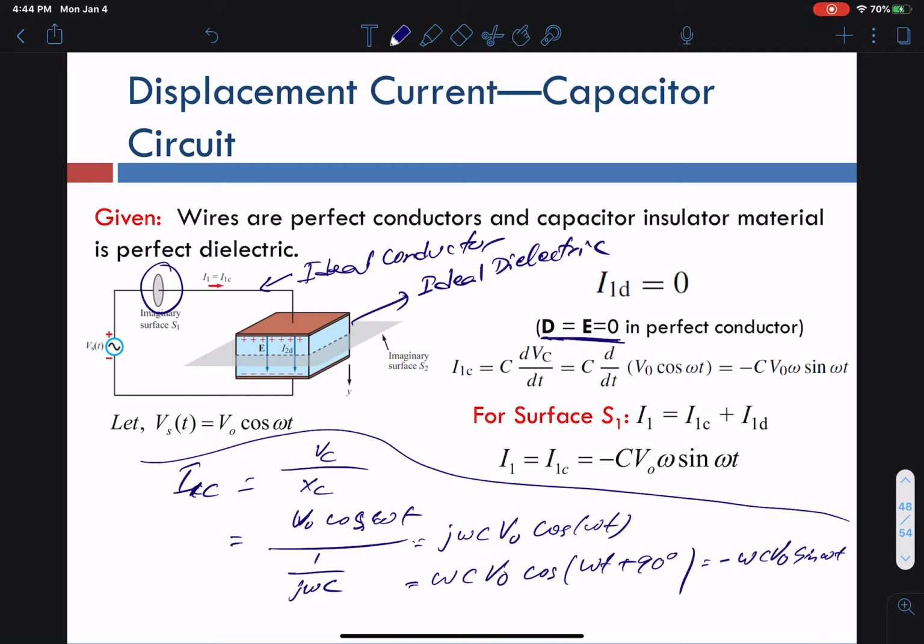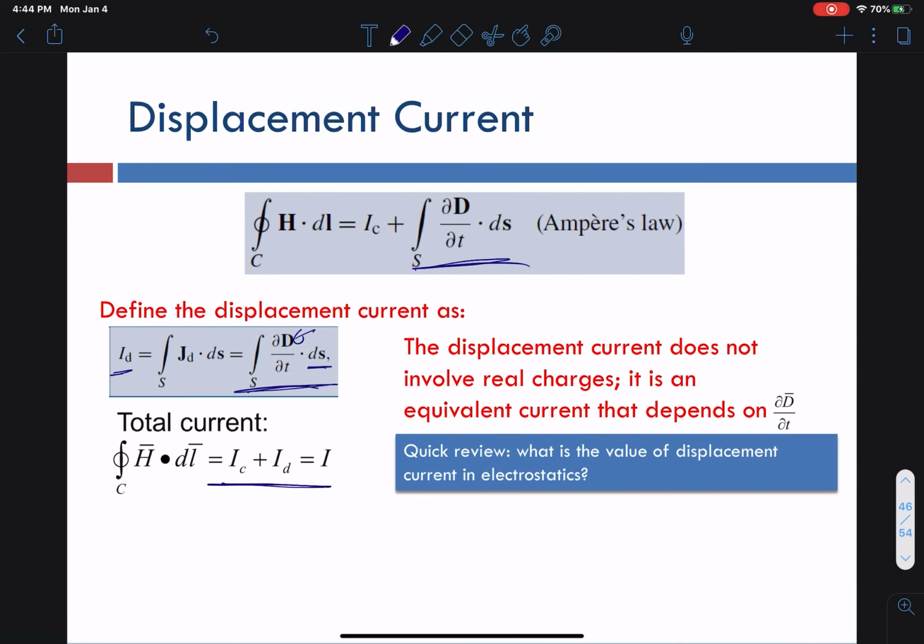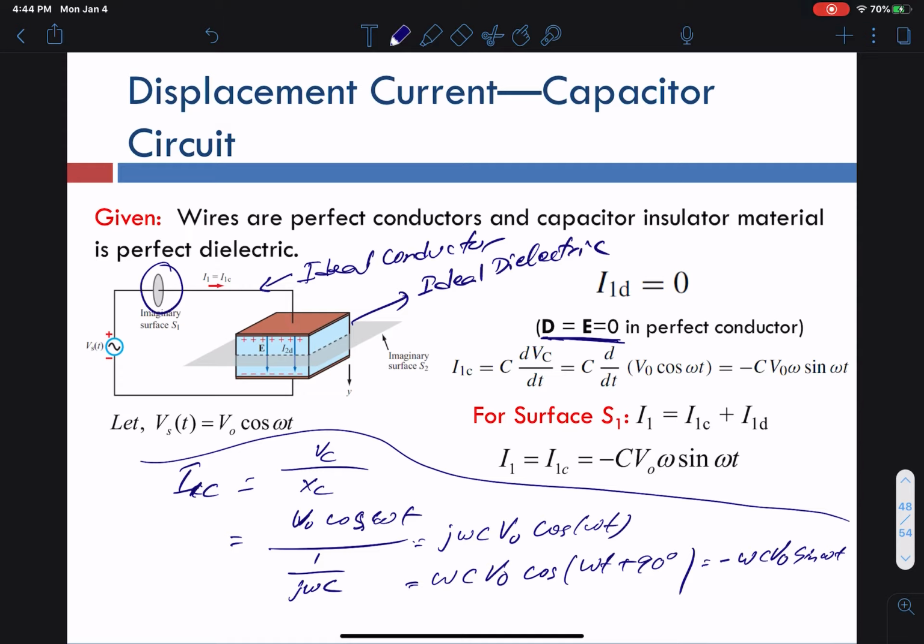If D is 0, your displacement current is 0. That means there is no displacement current over here. To find the current here, I have to rely on circuit theory. Circuit theory, basically Ohm's law, says that the voltage across the impedance divided by the impedance will give you the current. So the current to the capacitor can also be written as C dVC/dt, and if we do the math, we get this equation over here.